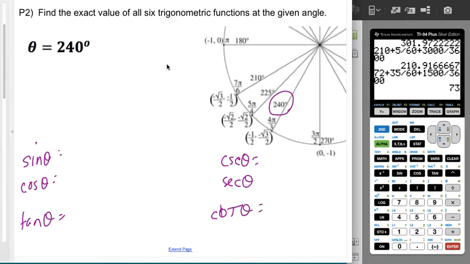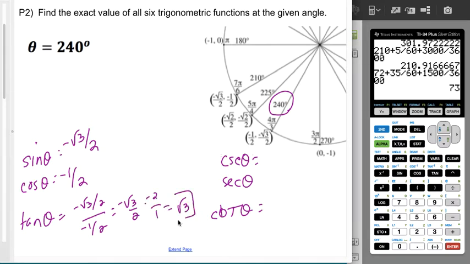So the sine is just your y value, so that's -√3 over 2. Your cosine is -1/2. And your tangent is going to be -√3 over 2 divided by -1/2. That's -√3 over 2 times -2 over 1. So I think we just get √3. So there's my tangent, my cosine, and my sine.